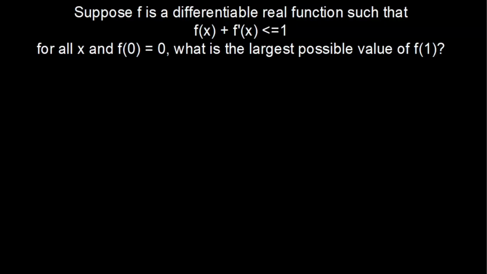My name is Anch, and in this video we're going to solve this problem right here. Suppose that f is a differentiable real function such that this inequality holds for all x, and f evaluated at 0 is 0. Now, what's the largest possible value of f evaluated at 1?